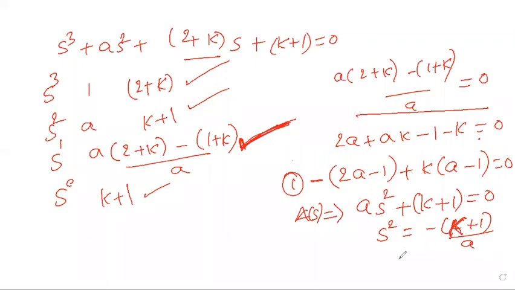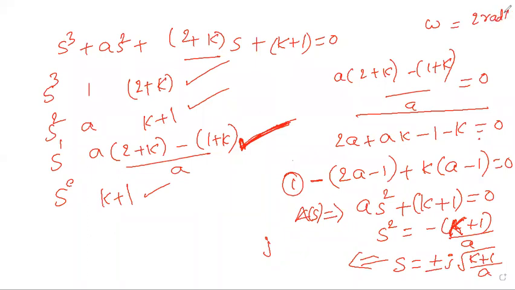Yes sir. So what is s? Plus or minus j into root of (k plus 1) by a. So what is s? J omega. What omega value is given? 2 radians per second. So j into 2 equal to j into root of (k plus 1) by a. So finally, what is the relation? What is root of (k plus 1) by a equal to?